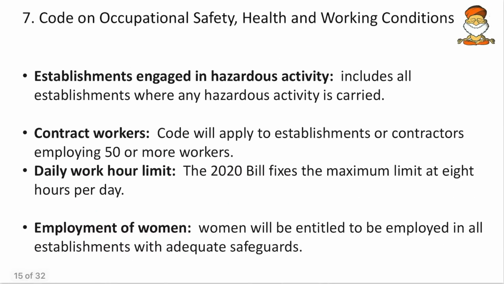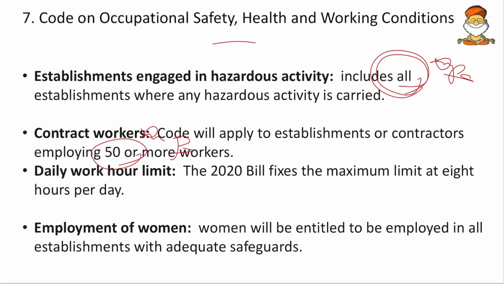And then coming to the code on occupational safety, health and working conditions. This was one more code. And here some of the features are establishments engaged in hazardous activities. The code defines what all the hazardous activities are and which companies engage in those activities. So here it includes all establishments where any hazardous activity is carried out. So here mark 'all' as factually correct. It is not an extreme one. And then contract workers. The code will apply to establishments or contractors employing 50 or more workers. So 50 or more workers will be considered as contract workers.